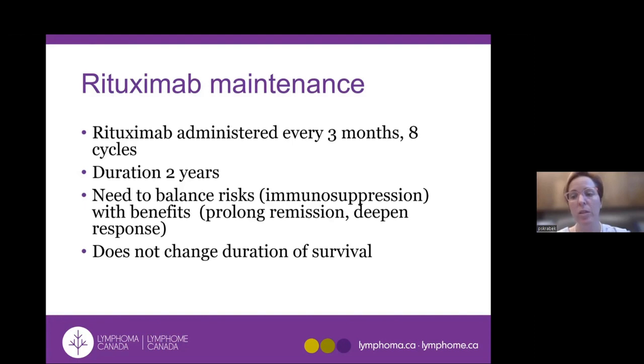And so that's why it should be weighed carefully in considering a person's goals. And so many people will want to prolong remission, but not all. Some patients value being off therapy and not having that ongoing immunosuppression, particularly given that it doesn't change their long-term outcome.